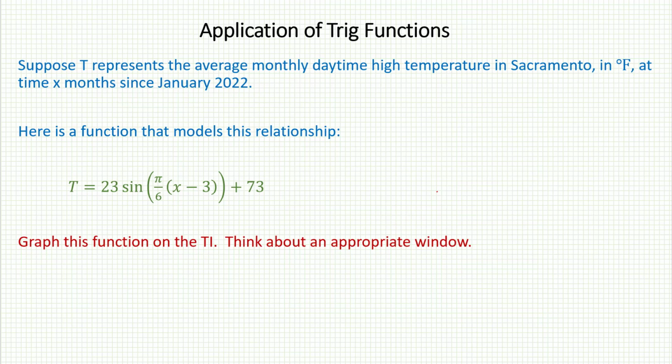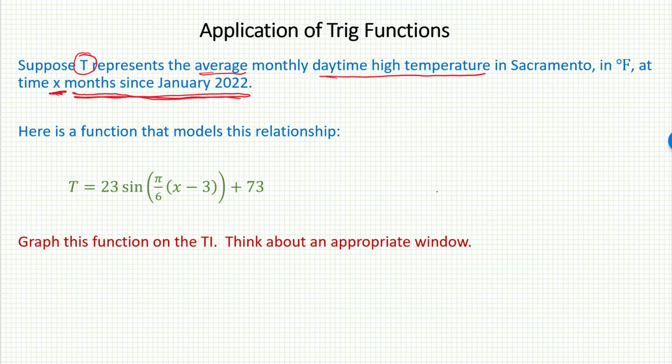Application of trig functions. Suppose T represents the average monthly daytime high temperature in Sacramento at time X months since January 2022. So let's pick this apart a little bit. We've got an input variable X, which stands for the number of months since January. So February, for example, would be X equals 1, March would be X equals 2, and so forth. And then T, the output variable, is the average daytime high temperature. So take all those daytime highs, average them out for the month.